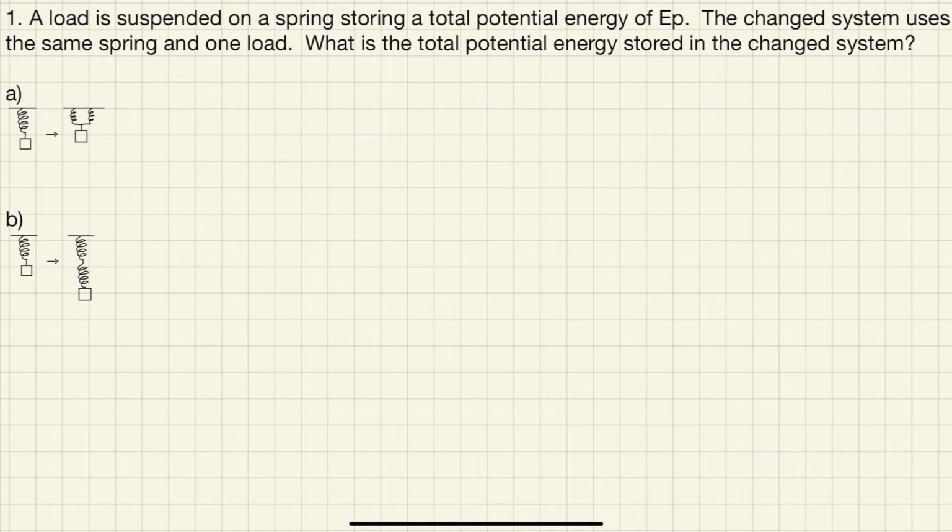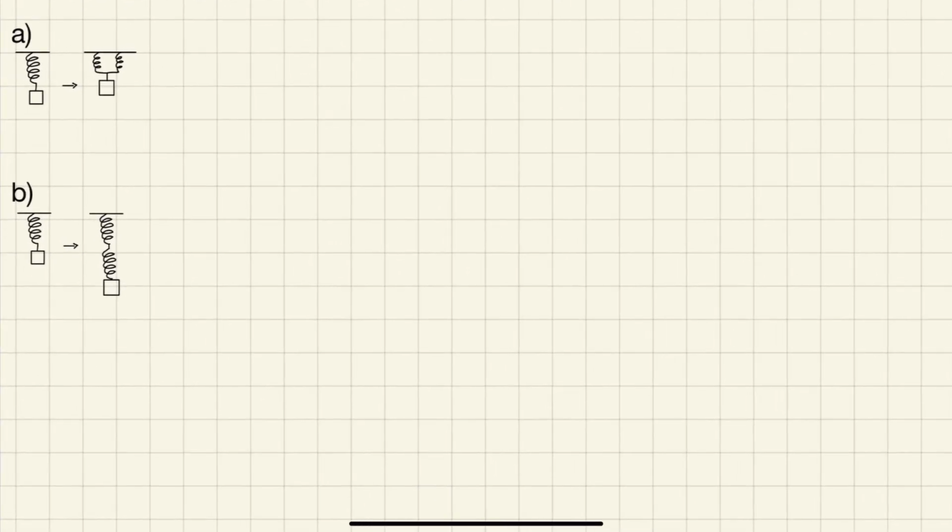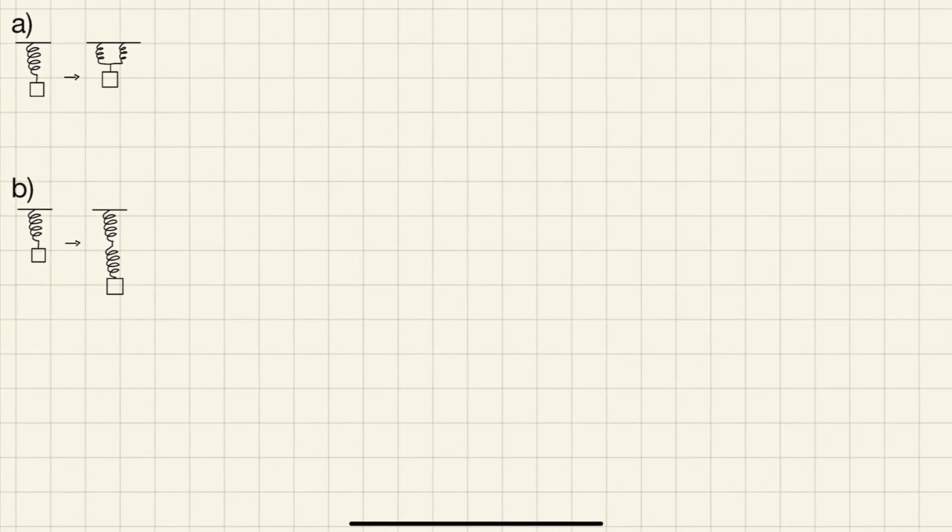Question 1. A load is suspended on a spring, storing a potential energy of EP. The changed system uses the same spring and one load. What is the total potential energy stored in the changed system? In part A, the original spring is split into two, where both the springs suspend the same load.